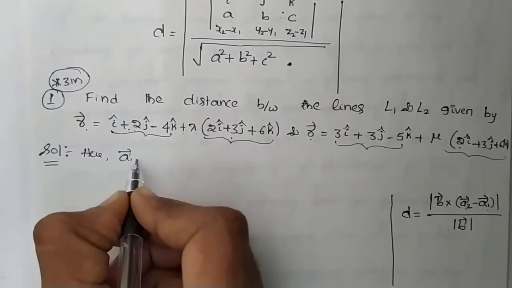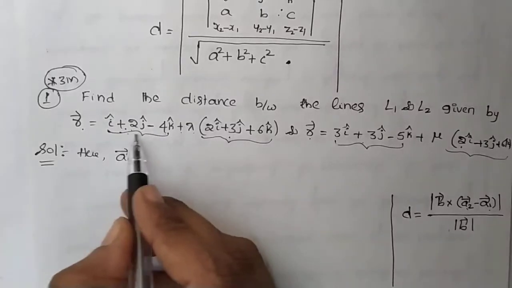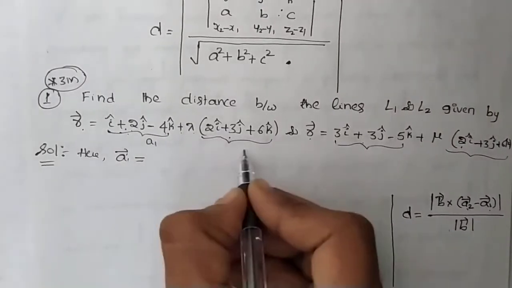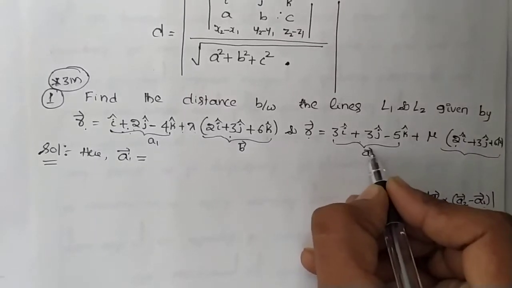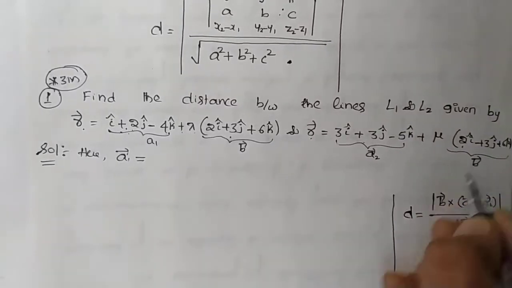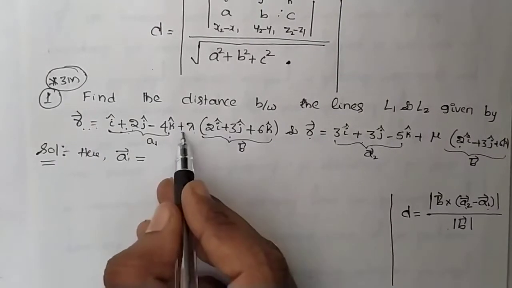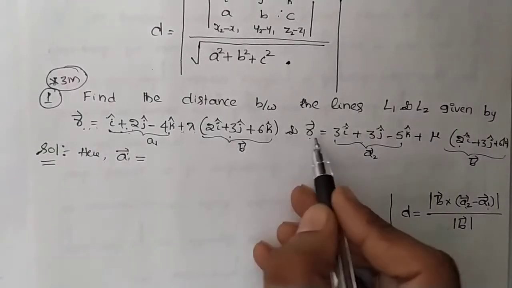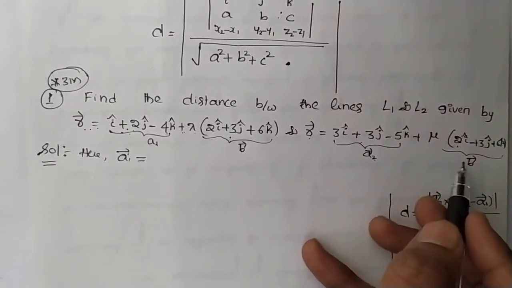Here, it is vector a1, it is vector b, it is vector a2, and it is vector b. The lines are in the form r vector equals a1 plus lambda b vector, and r vector equals a2 plus mu b vector, isn't it?